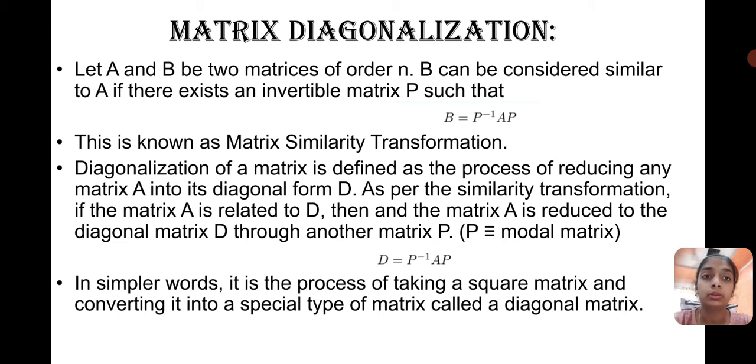Let A and B be two matrices of order n. B can be considered as similar to A if there exists an invertible matrix P such that B = P inverse AP. So this is known as the matrix similarity transformation.